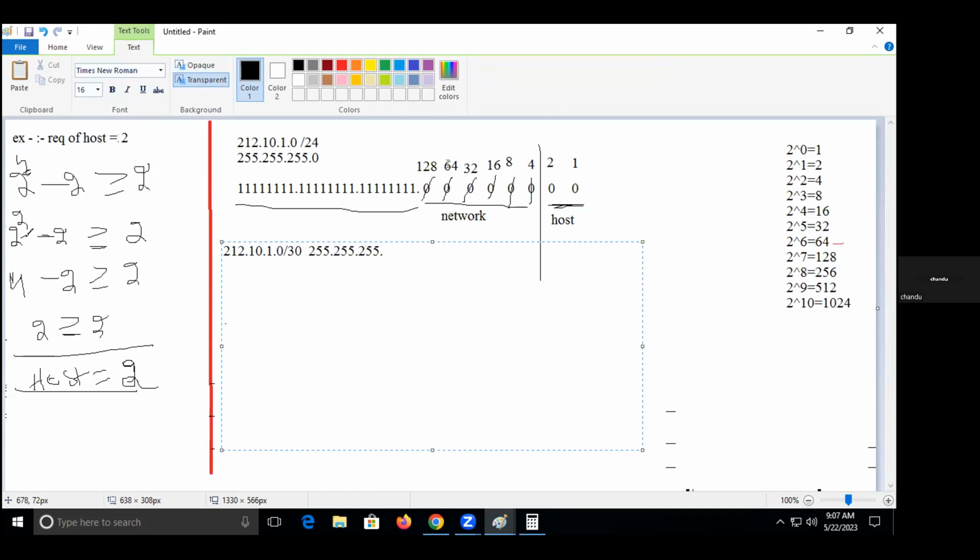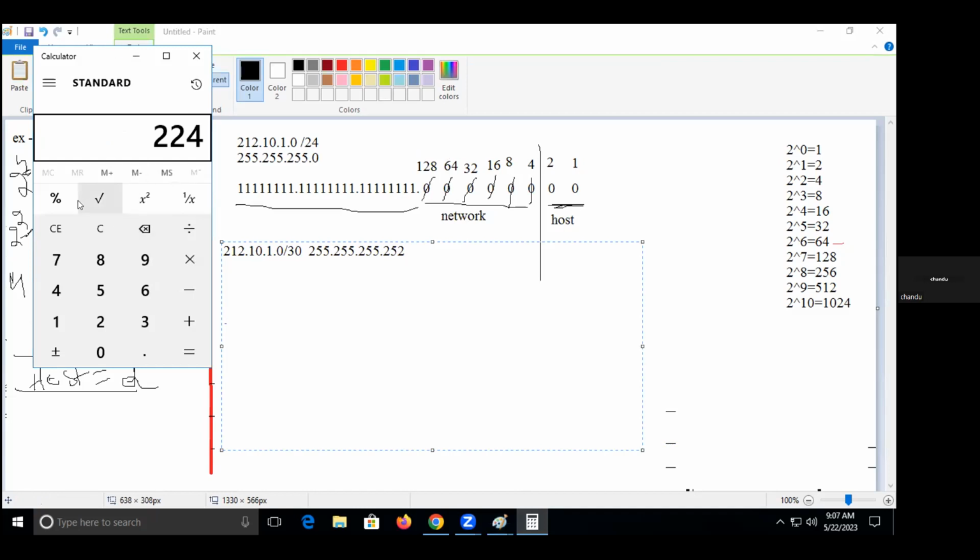If we calculate 128, 64, 32, 16, 8 plus 4, if we add all of them, we get 252. Easiest: all this is 255, 255 minus 3. 2 plus 1 is 3. You get 252. Still if there are doubts, we will calculate. No problem. How much? 128 plus 64 plus 32 plus 16 plus 8 plus 4, you get 252.